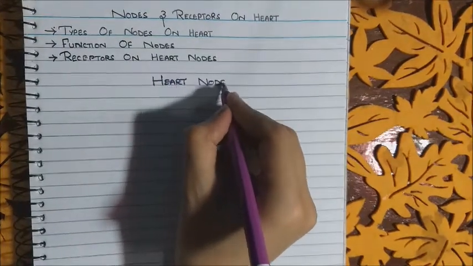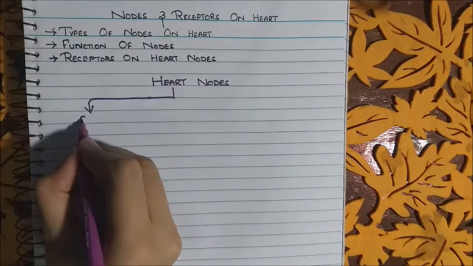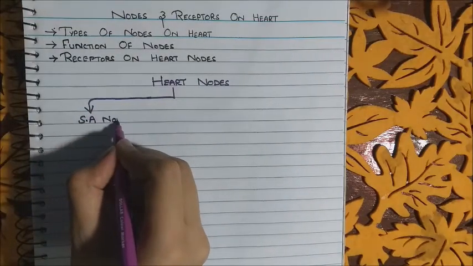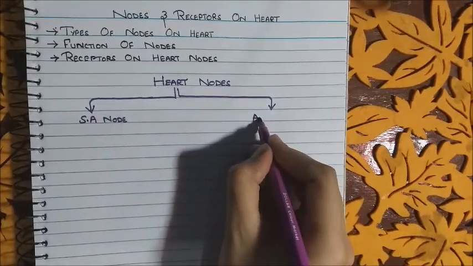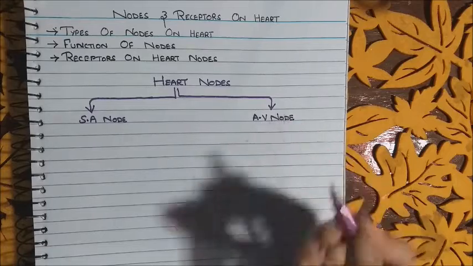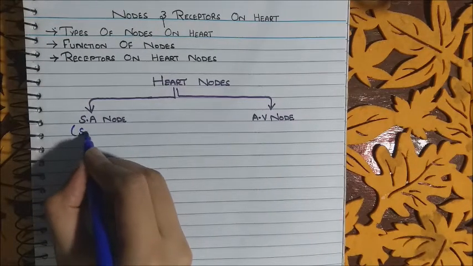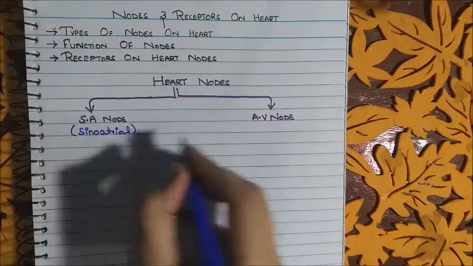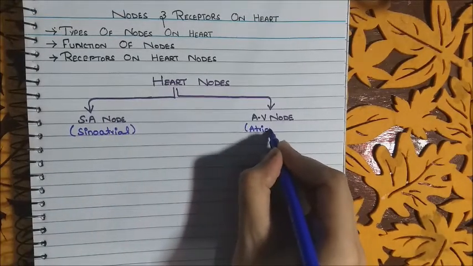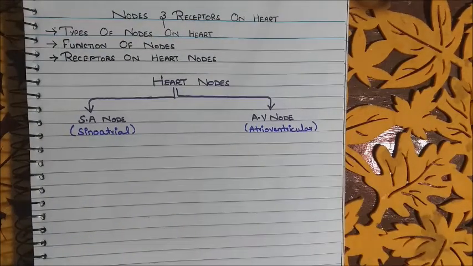Nodes are the clusters of cells which are present on the heart and they generate the electrical impulses of the heart. The heart contains two nodes. Number one is the SA node, the second one is the AV node. SA stands for sinoatrial node, while AV stands for atrioventricular node. We will discuss these two nodes one by one. These two nodes are very important for the proper electrical activity of the heart. Any abnormality in these nodes can lead to arrhythmias.